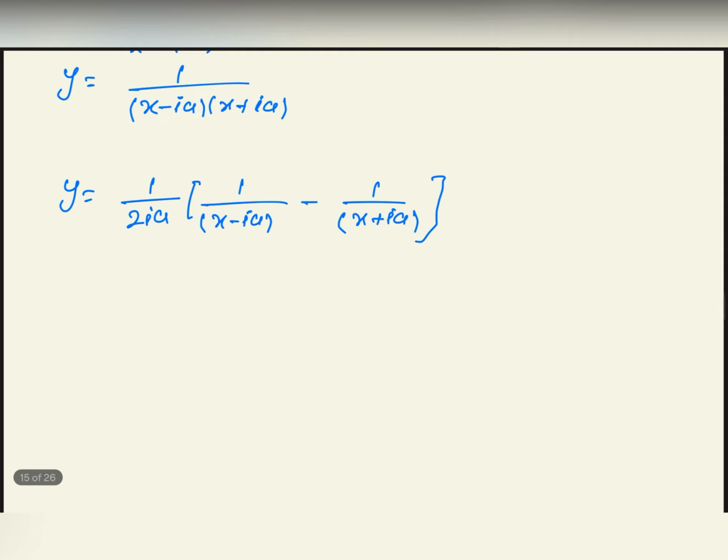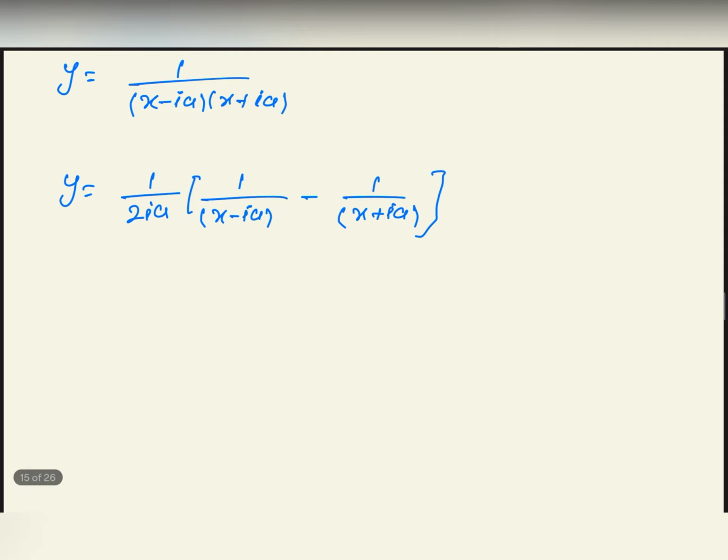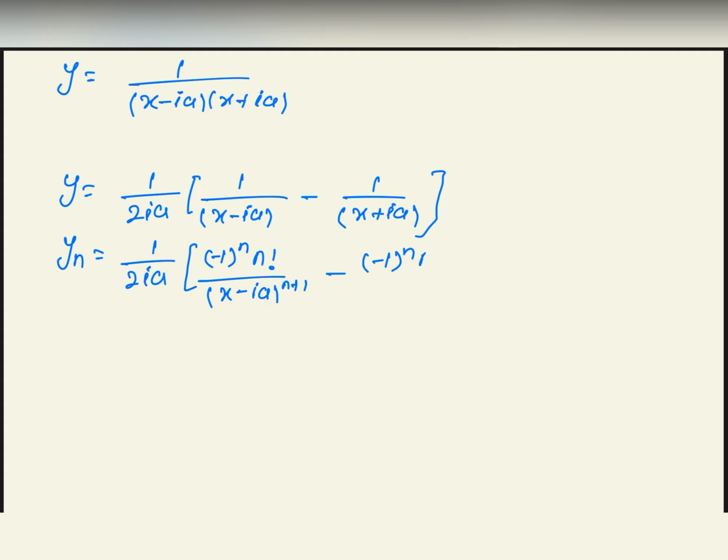So what did yn come out to be, friends: 1 by 2ia, that is minus 1 to the power n into n factorial divided by x minus ia to the power n plus 1. Similarly, minus 1 to the power n into n factorial divided by x plus ia to the power n plus 1.